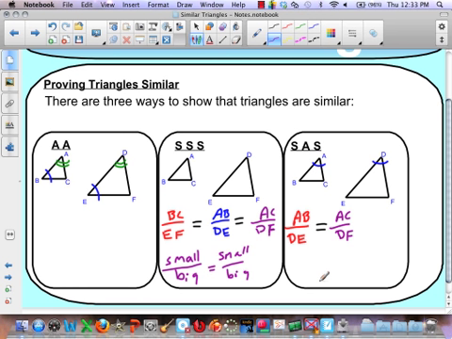All right, any questions so far on the different ways to show similarity? Okay, so the first part of our notes, again, we're going to be looking at this and we're going to say, yes, the two triangles are similar. No, they're not similar. So here we go.